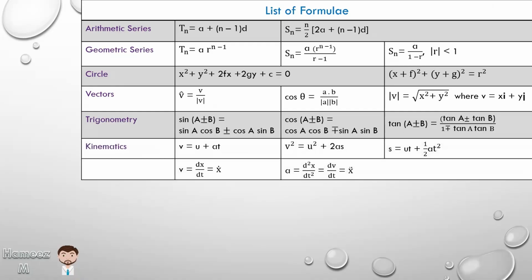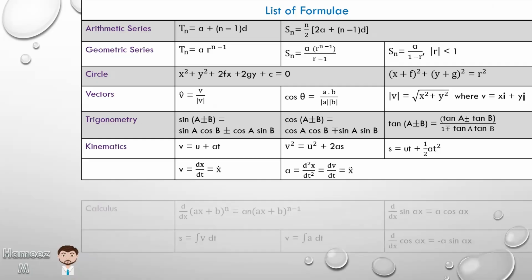Formulas are provided for kinematics. The first three, V is equal to U plus AT, V squared is equal to U squared plus 2AS, and S is equal to UT plus a half AT squared, are identified and exactly the same as the ones that are done in physics. For the equations of motion, we also are able to show a relationship between V and the distance by saying V is equal to dx dt, also known as x dot, and A is equal to d2x dt squared, which is equal to dv dt, which is equal to x double dot.